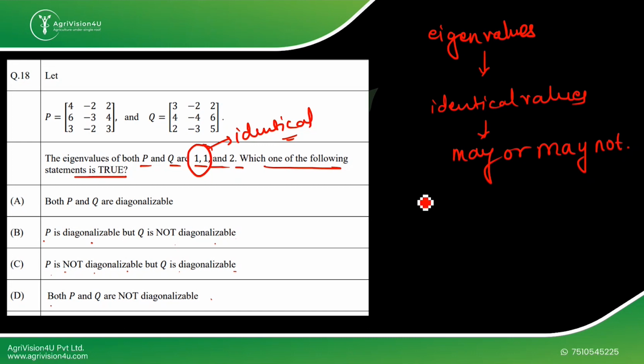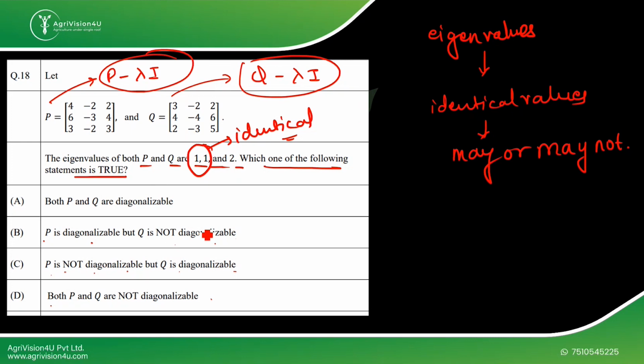Okay, right? So how to solve it? This is the matrix that is given to us. We can solve it like this: P minus lambda I, and similarly for Q minus lambda I, and we will see what is the rank and what is the dimension of this matrix. Then we can say whether they are diagonalizable or not.